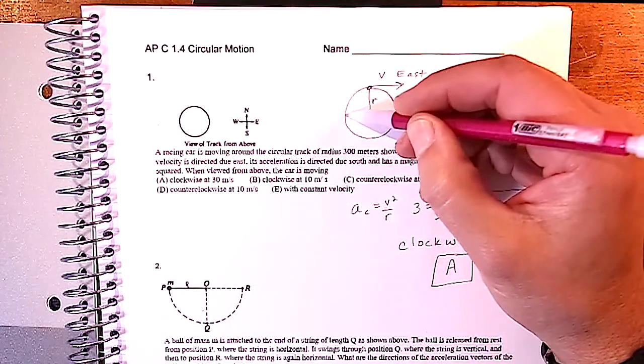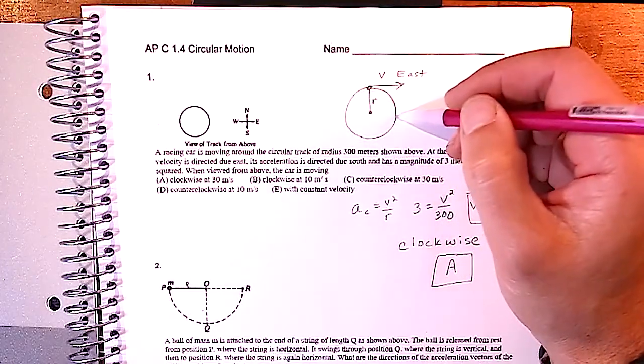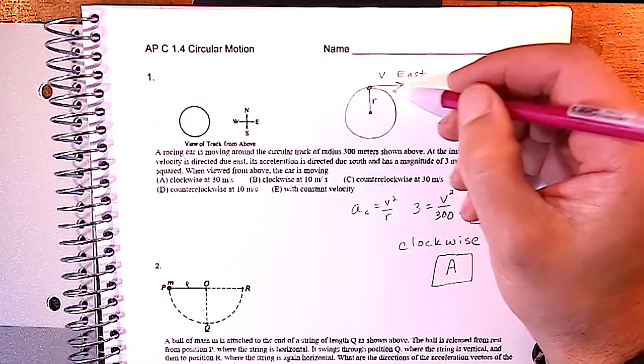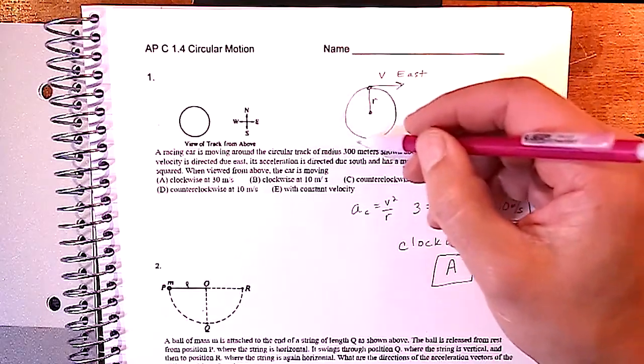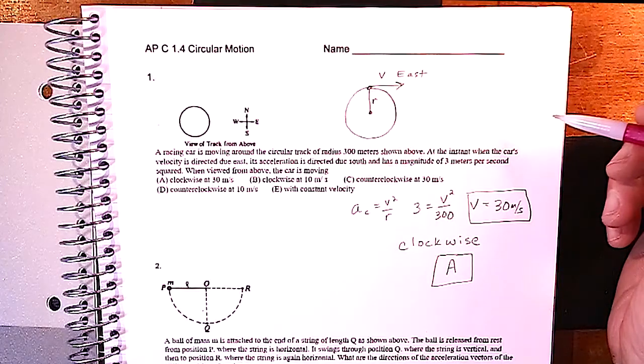So when the car is here, it's going north. When it's here, it's going west. When it's here, it's going south. So when it's at the top, it's going to the east. And this lets us know that it's traveling in a clockwise circle.